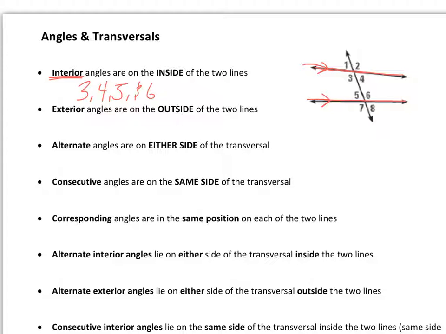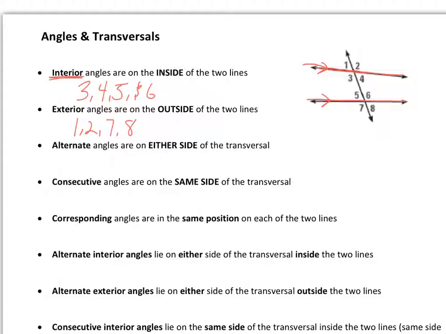Exterior angles would be, hey, what are the angles that are outside or on the outside of those red lines? So those would be 1 and 2, 7 and 8. Okay, so pretty straightforward there as far as interior and exterior goes. And keep this, guys. This is going to be like your reference page. So when I say, hey, can you name me corresponding angles, I want you to refer back to this page here.